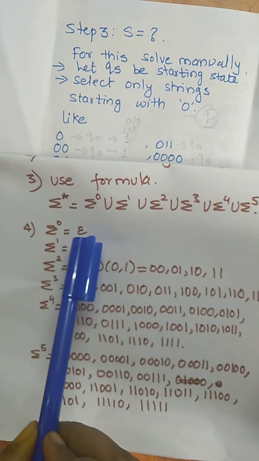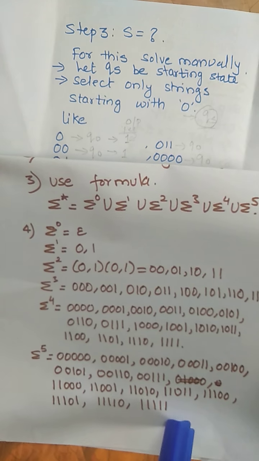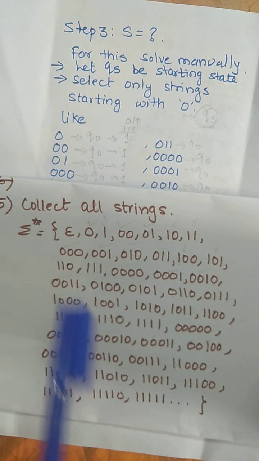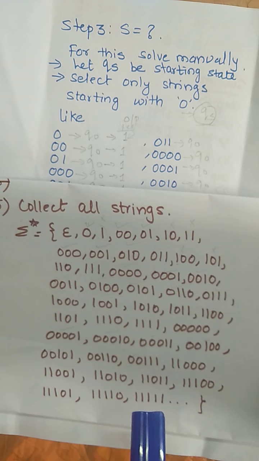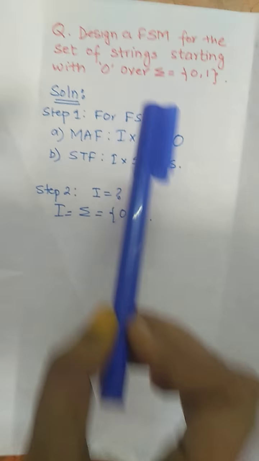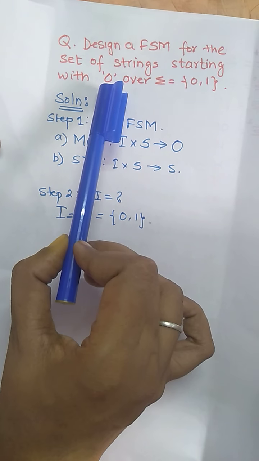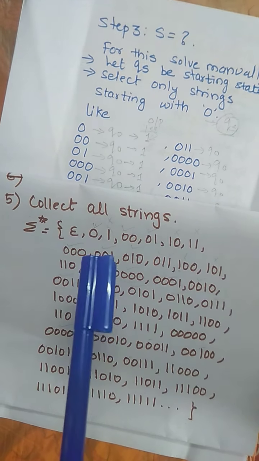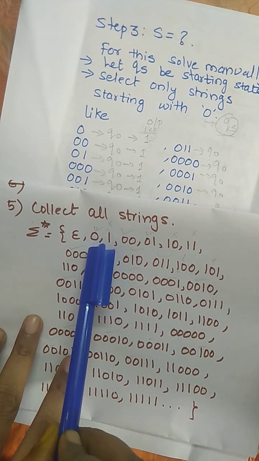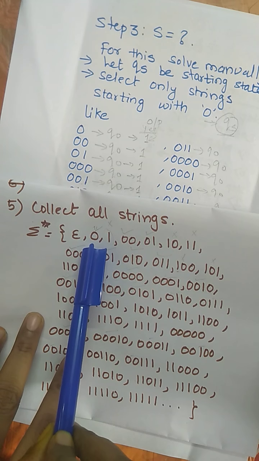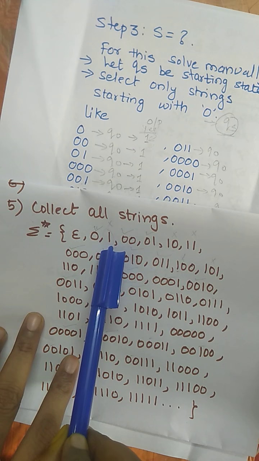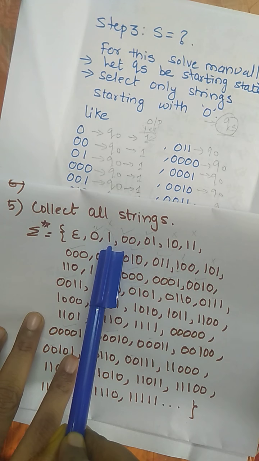Now after finding this, we are going to get all the strings, and we combine all the strings together in one set. Out of this set of strings, we are interested only in the strings which are starting with 0, like 0, 00, 01. Is 0 according to our question? Yes, it starts with 0. Is 1 starting with 0? No, it is not according to the question.